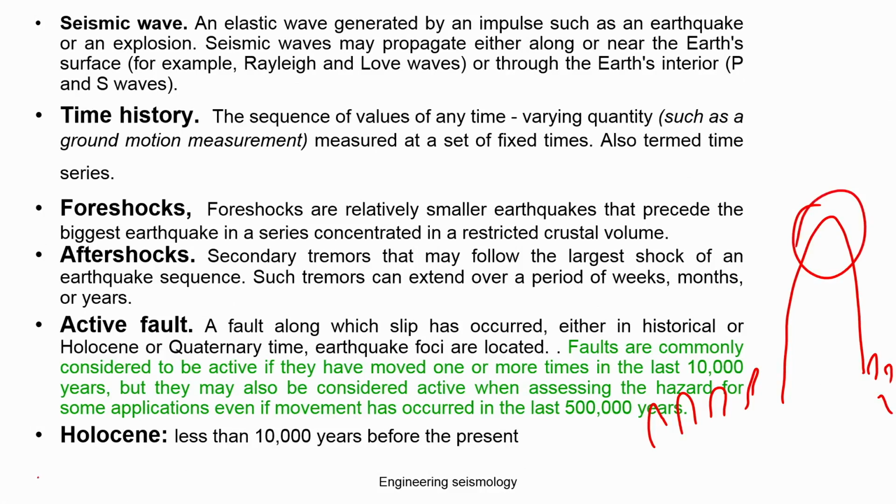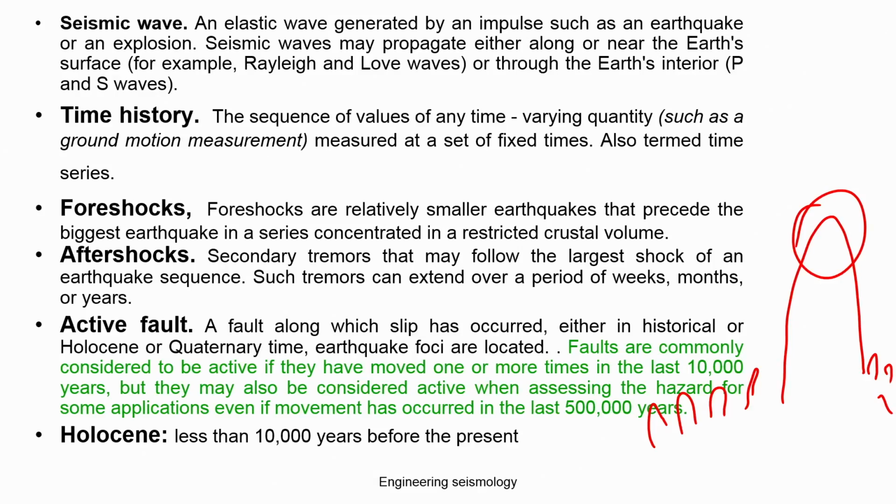Okay. That was the knowledge you should have: what is meant by a foreshock and what is meant by an aftershock. The next is the active fault. A fault along which slip has occurred in historical, Holocene or Quaternary time, where the earthquake foci are located, is called an active fault. A fault is commonly considered active if it has moved one or more times in the last 10,000 years, but it may also be considered active when assessing hazard for some applications even if the movement occurred in the last 5 lakh years.